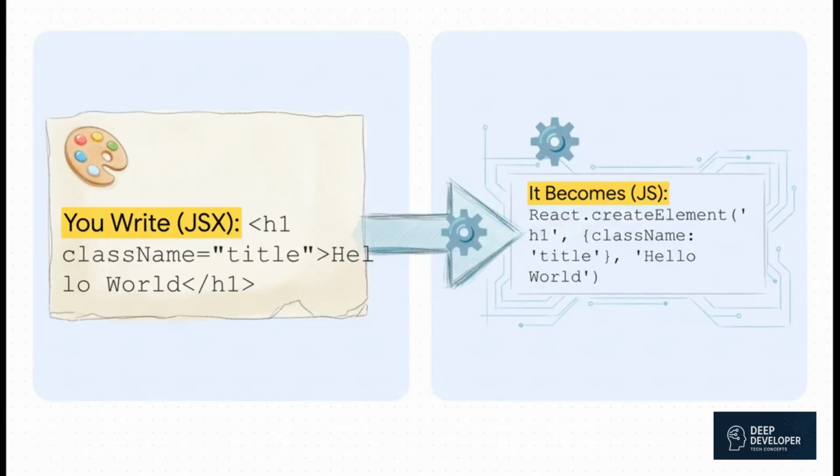This right here. This is the secret sauce of JSX. On the left, you see what we write, that familiar, comfy HTML-like syntax. But that's just a disguise. It's what we call syntactic sugar. It's just there to make our lives easier.